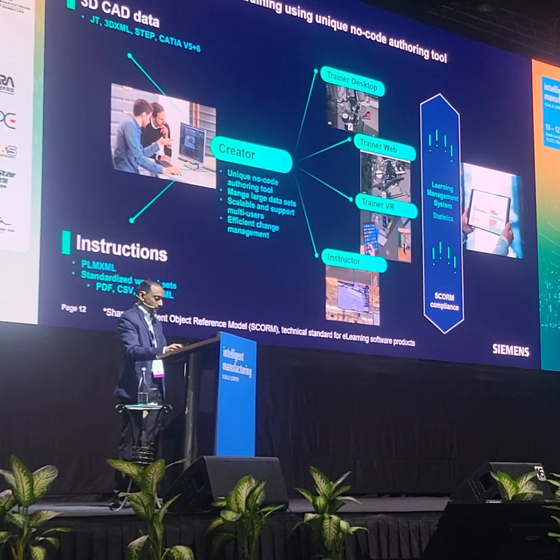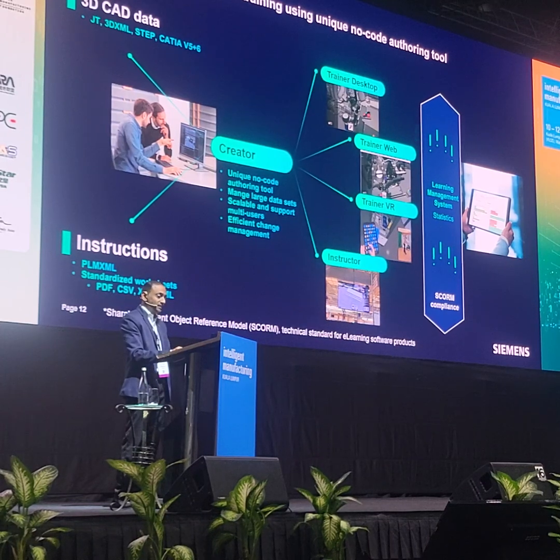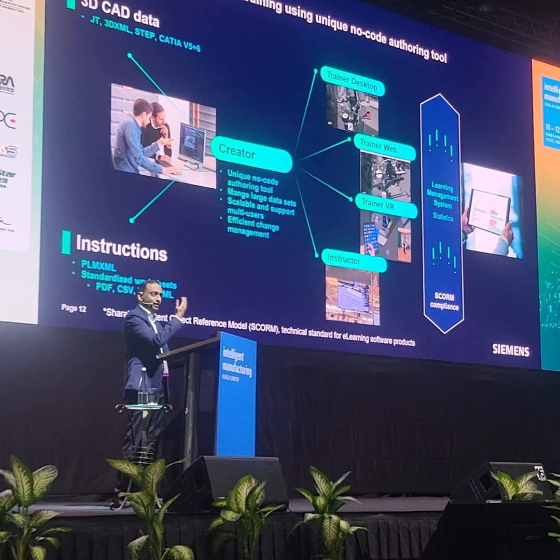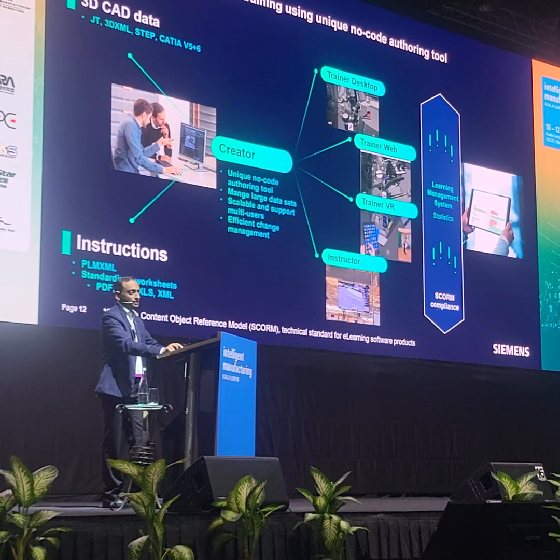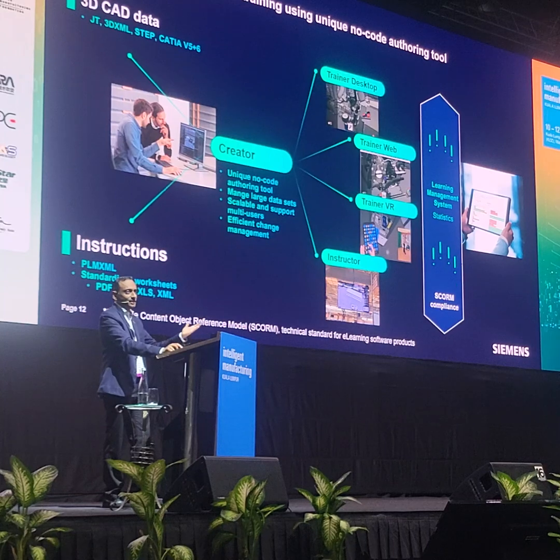So how does the system itself work? You see whatever digital assets that you already have, and which you would have had from the design and the manufacturing phase. You have your 3D CAD data, and you have your instructions of these different products that you want to produce. You just bring them into this creator tool, which is called Virtual Training Simulator, and it generates the versions for the trainer and the instructor.